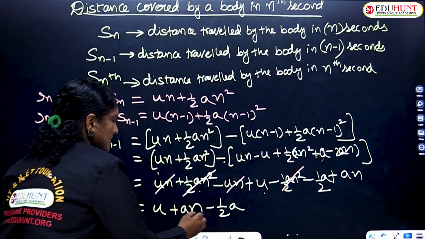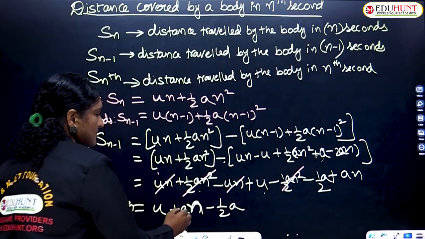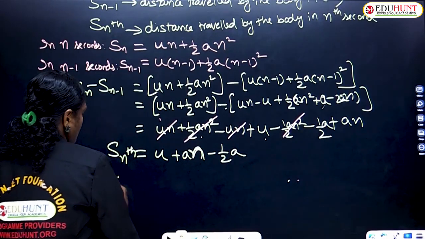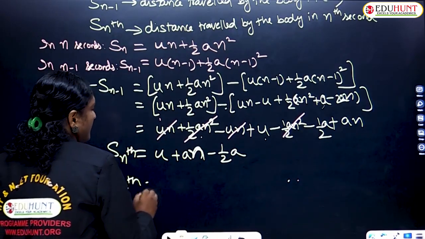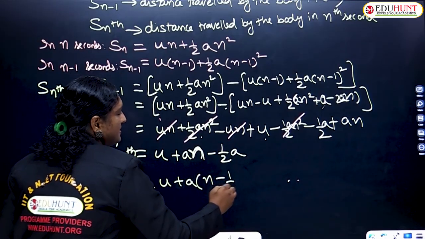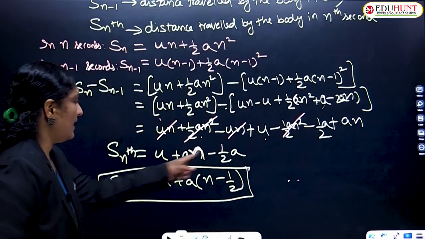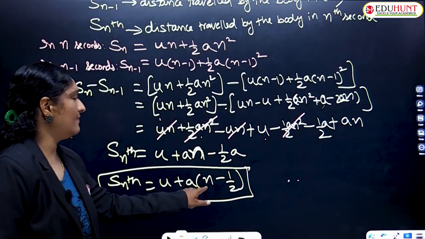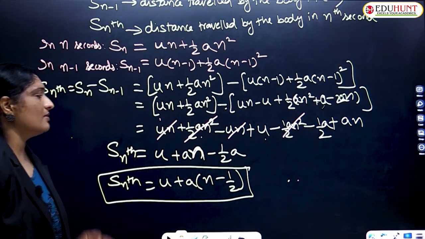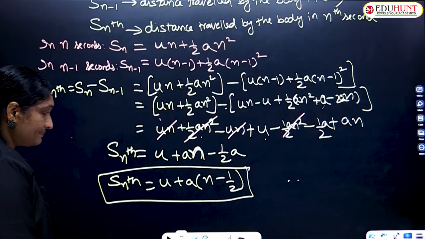If you observe these two, what is common here? An is here, half a is there. So a is common. Let us take out a as common. Then what are you left with? U plus a is taken common, and here you have left n minus half. So Snth is equals to u plus a into n minus half.